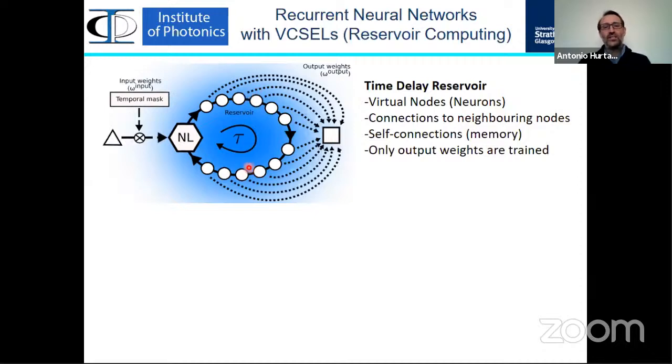And in this particular system, the connections or the weights between the nodes are fixed, and so are the weights that we're feeding information into the network with. So this particular technique, in addition to being very, very hardware friendly because it only requires one laser for its implementation, only requires the training of the output weights. So that indeed reduces the training and learning consumption as well.